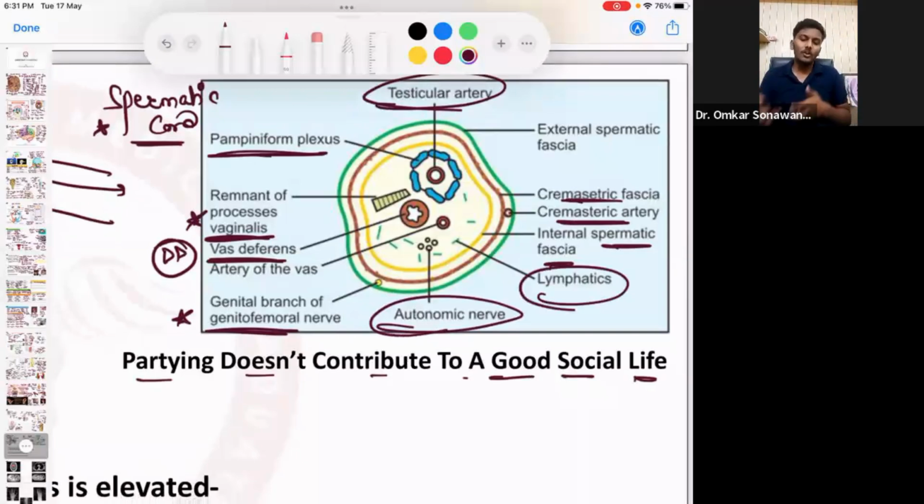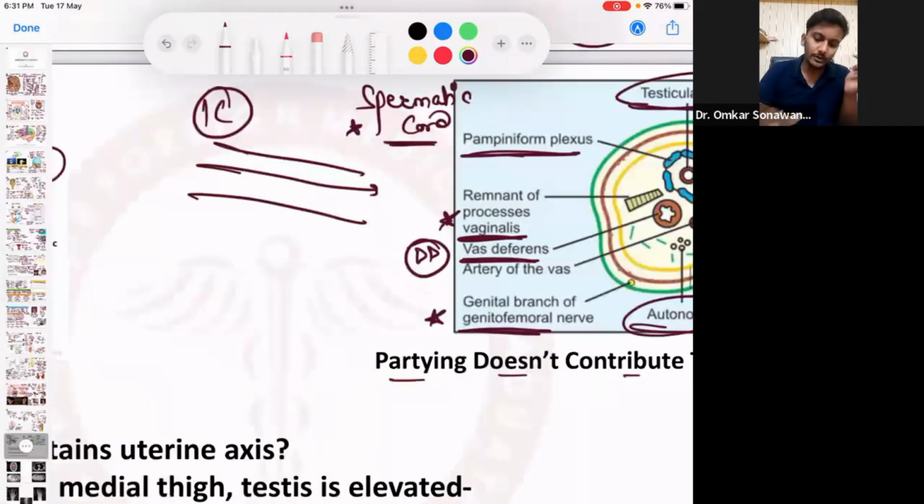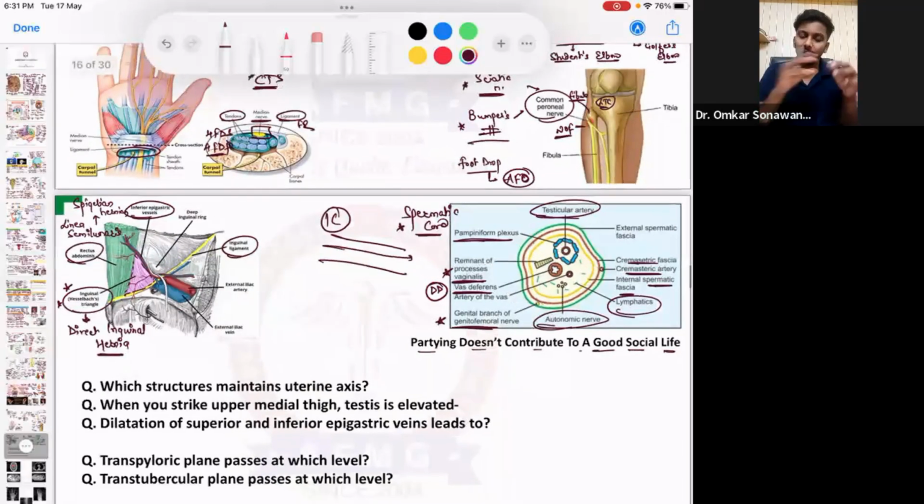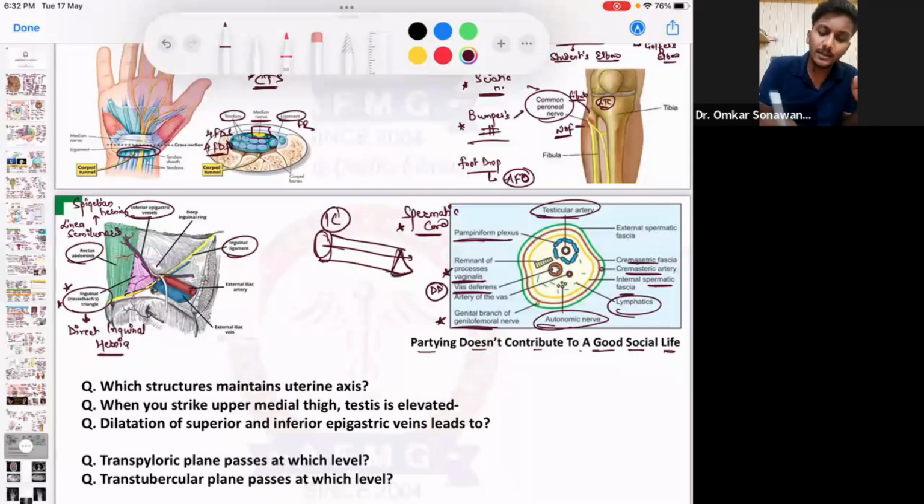Why did I give the mnemonic? Because this question had come: which of the following is not a part of the spermatic cord? So that is how you need to remember it. No issues with this, anybody? It passes via the inguinal canal. Inguinal canal has a deep inguinal ring and a superficial inguinal ring. Deep is oval, superficial is triangular.